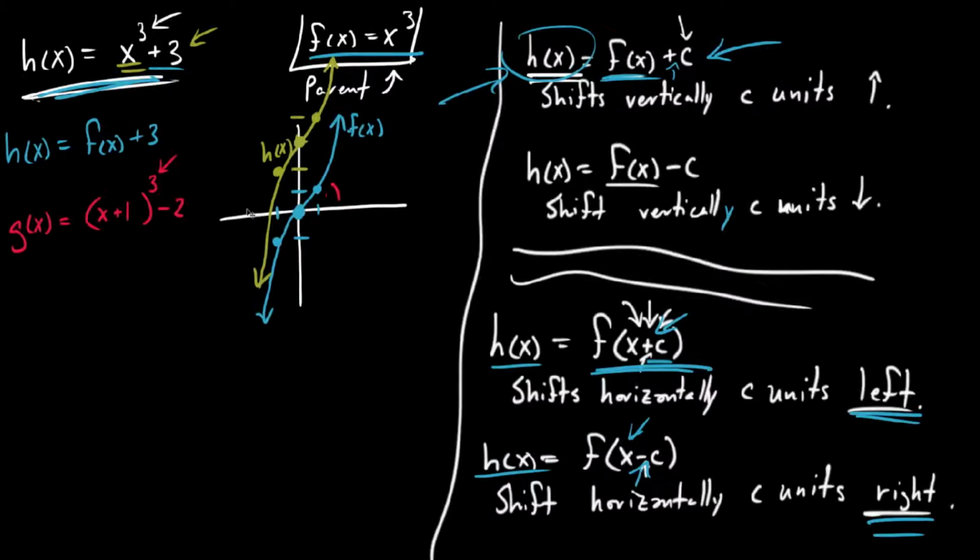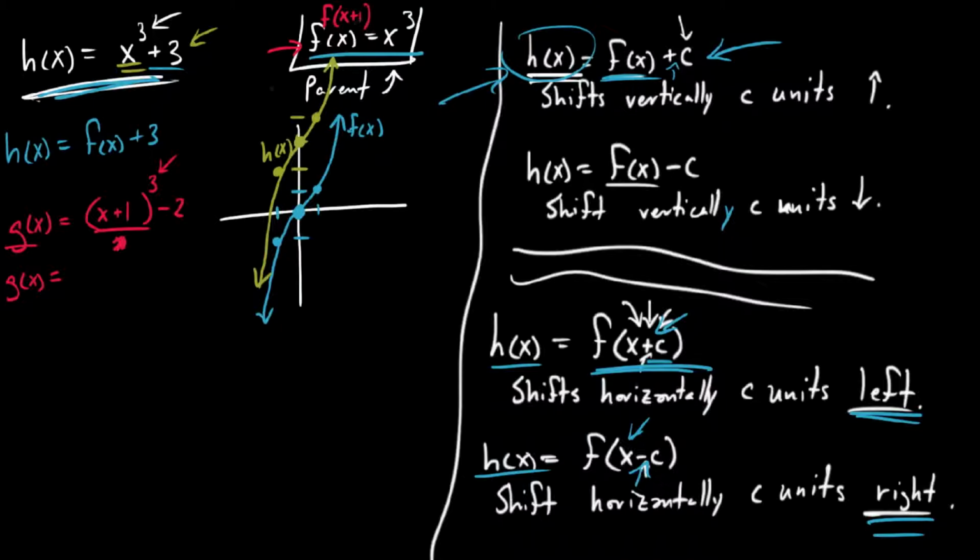Okay, so first things first, I want to rewrite this function g of x in terms of the original parent function. So here's what we'll do. We'll say g of x is equal to, now you'll notice here that this almost could be an x cubed, but it's an x plus 1 cubed, which would imply that this is like our original parent function f of x, but instead of having just x cubed, we have f of x plus 1 plugged in.